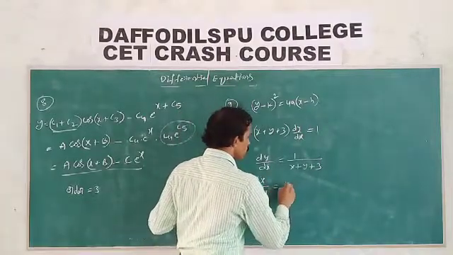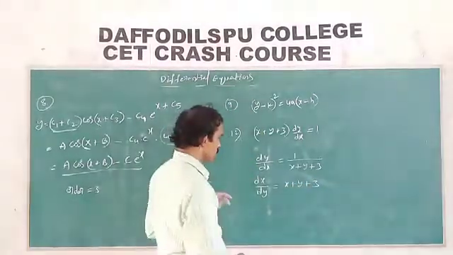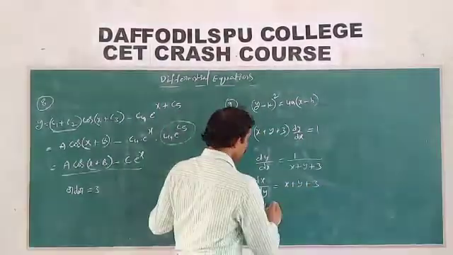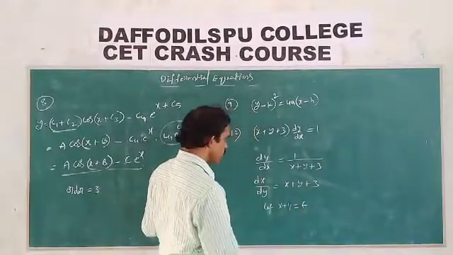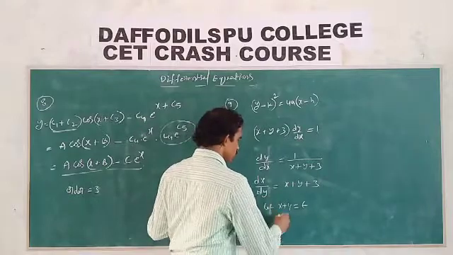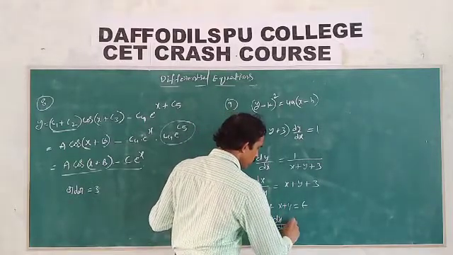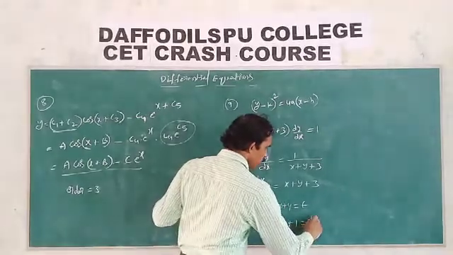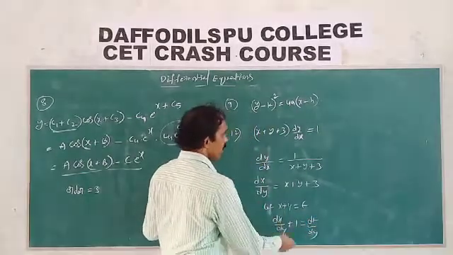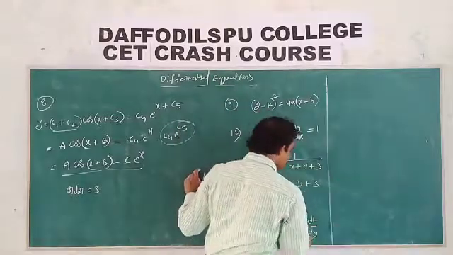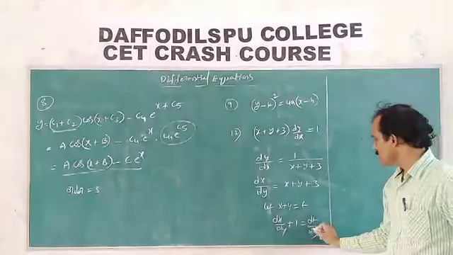dx/dy is equal to x plus y plus 3, right? Now let's take x plus y is equal to t. Differentiating with respect to y, this gives dx/dy plus 1, which is equal to dt/dy. So dx/dy is equal to dt/dy minus 1.